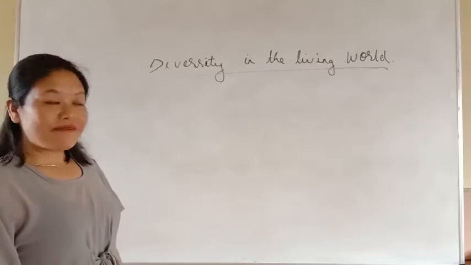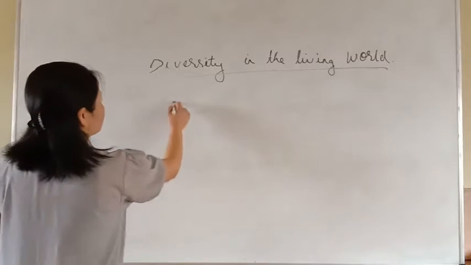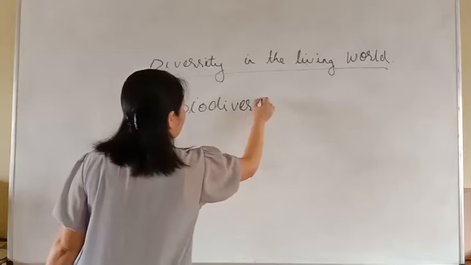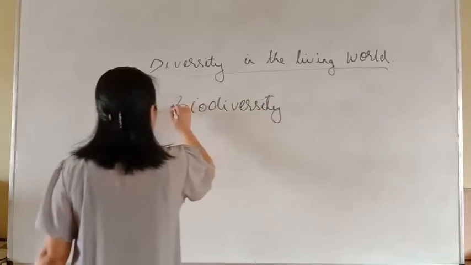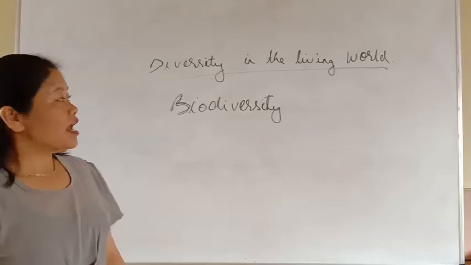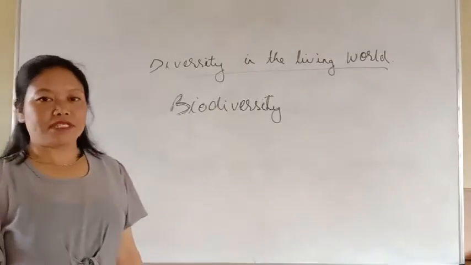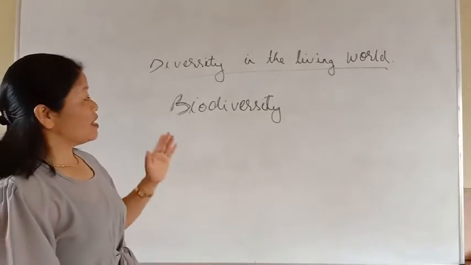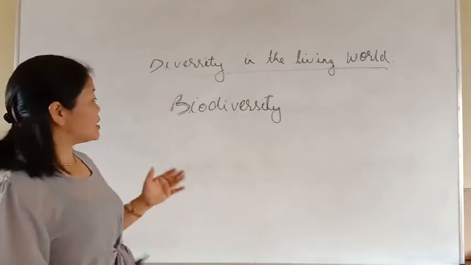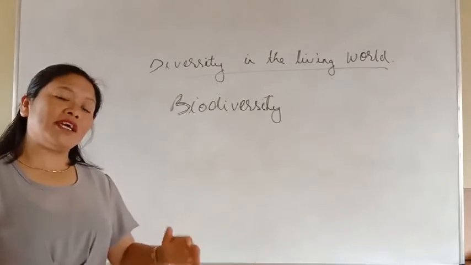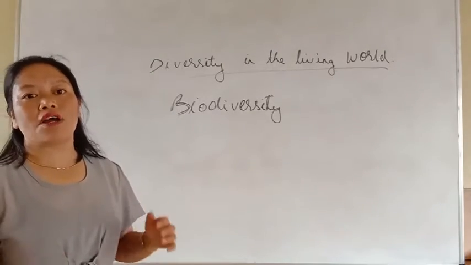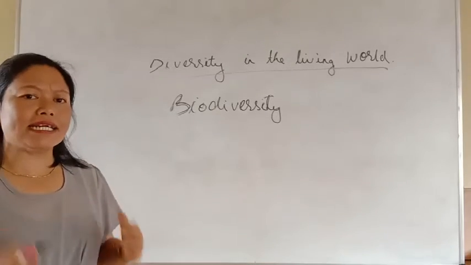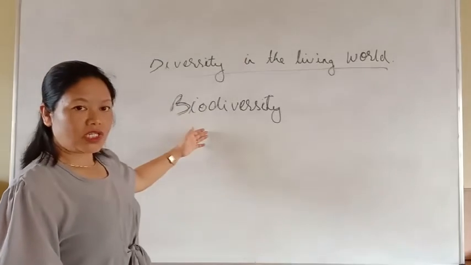So now, diversity in the living world. We will start with a little bit about biodiversity. What do we mean by biodiversity? Here also, bio means life, and diversity is variety. Biodiversity means the variety of living organisms present on our planet Earth. The varieties of plants and animals found on Earth are biodiversity.